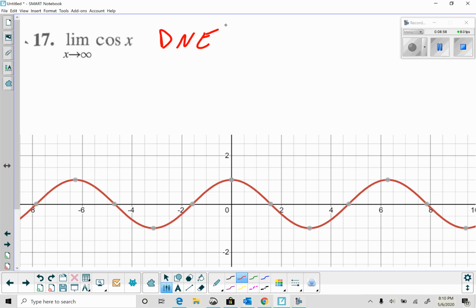There is no limit to it. It's not eventually settling down and approaching one number. It keeps going back and forth and back and forth. There is not a single value that it approaches. It doesn't matter how close you want to try and get to infinity as x approaches infinity here. This is never going to settle down. The limit does not exist.